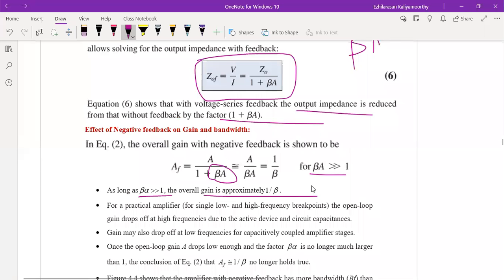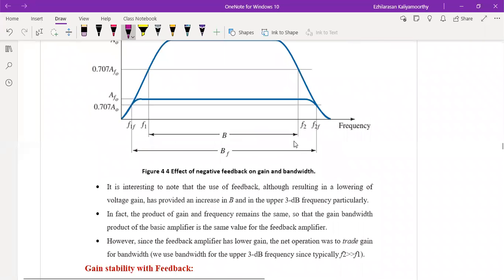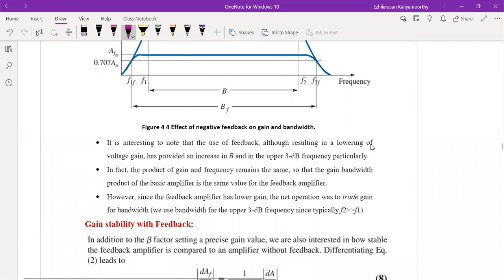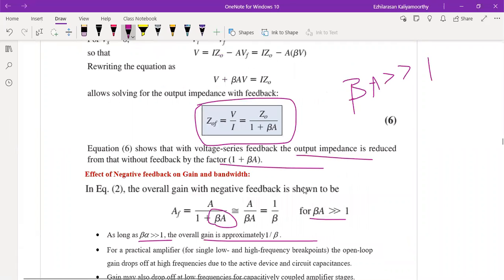Next, we will study the effects of negative feedback. What are the different effects of negative feedback?